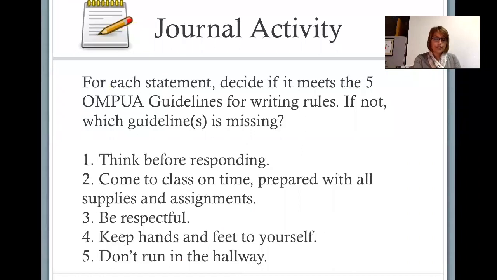Here is your first journal activity for competencies 1 and 2. For each statement on the slide, decide if it meets the 5 AMPWA guidelines for writing rules. If not, which guideline or guidelines is missing? Remember, to be considered a rule, a behavior must be observable, measurable, positively stated, understandable, and always applicable. Pause the video now to complete this activity.